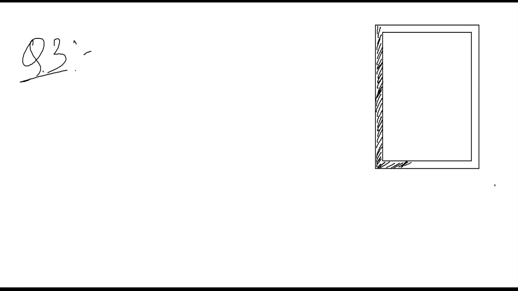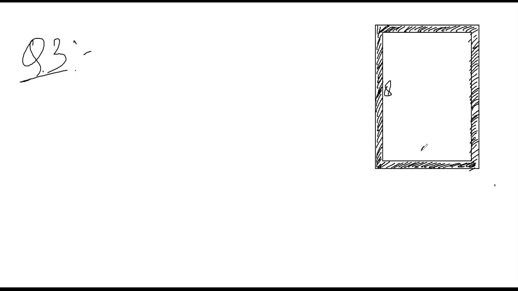We have to find this region. So find the area of the inner rectangle and the area of the outer rectangle. You will subtract the area of inner from the area of outer. You will get the answer, the area of margin on this photo. Okay, clear everyone? Yes, sir.